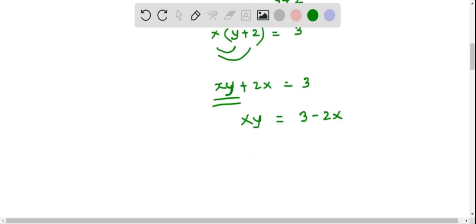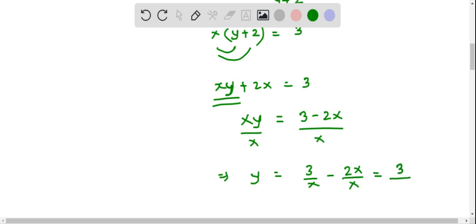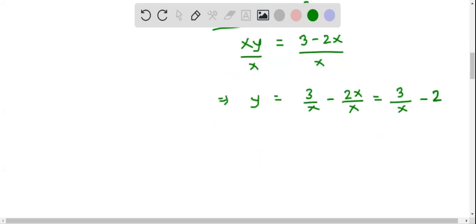Now I divide both sides by x. So on this side I will get only y, and this equals (3 minus 2x) by x, or this is written as 3 by x minus 2x by x, which can be simplified as 3 by x minus 2. So we got the expression for f inverse of x. We then finally replace this y as f inverse of x. So f inverse of x equals 3 by x minus 2.